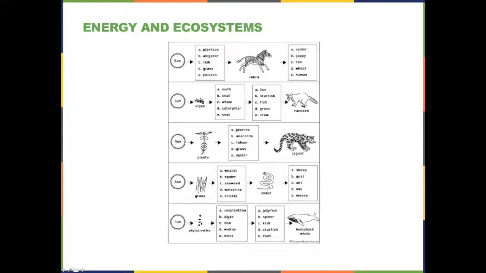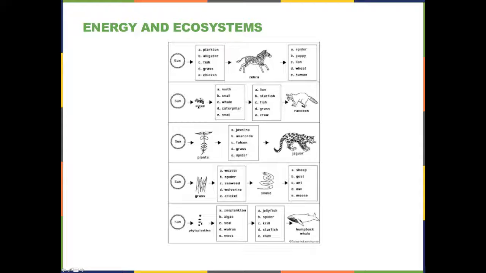And then what is the most likely secondary consumer of this zebra? If you look at this list, it's possible that humans could eat zebras, but more likely lions eat zebras. And so in this example, we go from sun to grass to zebra to lion, and that's the food chain in this first box. So let's look at the second box.